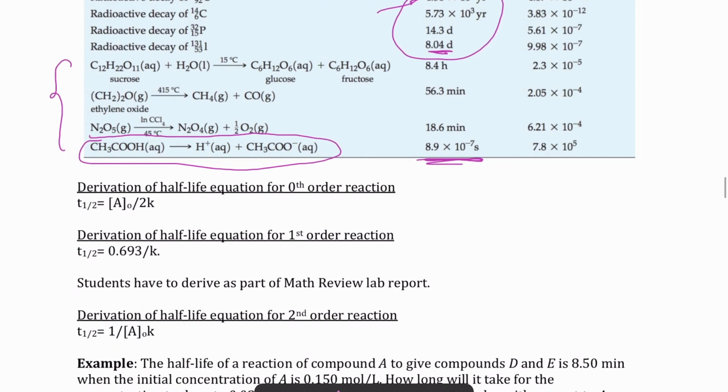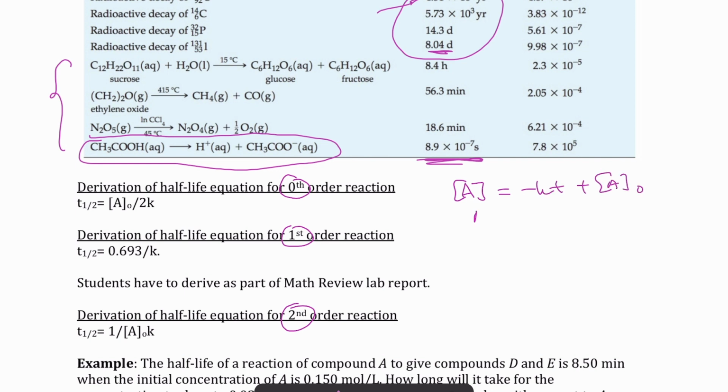Let me now show you how to get the half-life equation for each of the reaction orders that we've discussed so far, which is the 0th order, the 1st order, and the 2nd order. The way you're going to do this is start with the integrated rate law for that specific order. So for the 0th order, we know that the equation itself is concentration of A equals negative kt plus concentration of A naught.